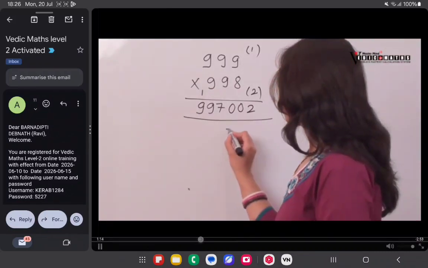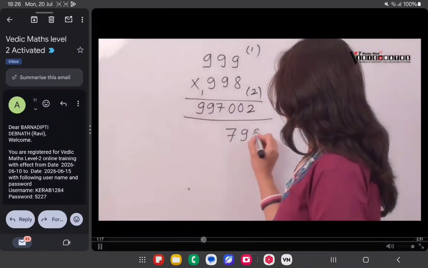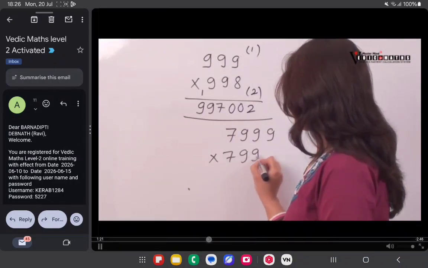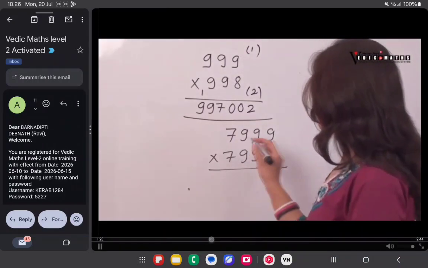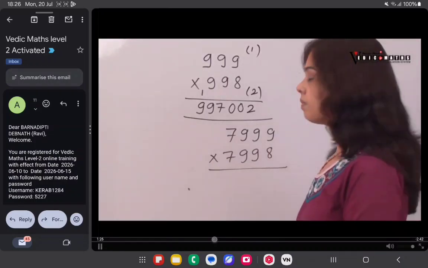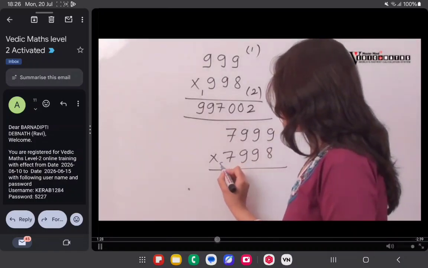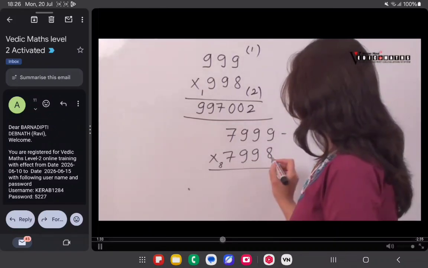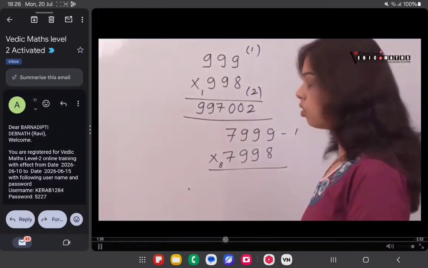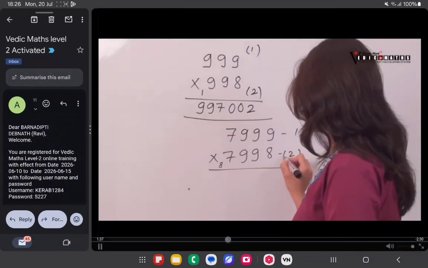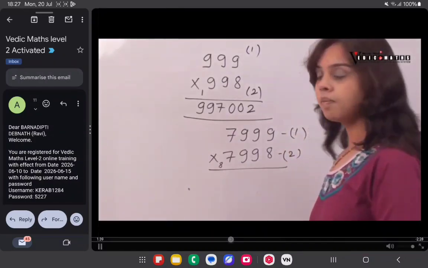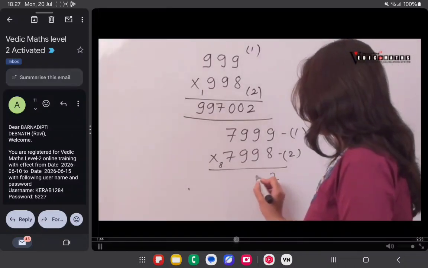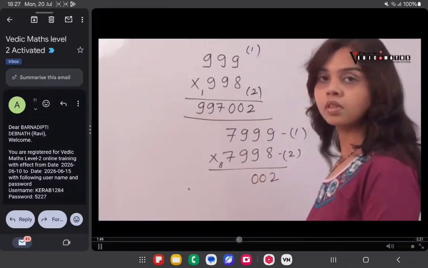Let's take one more question. 7999 into 7998. 7999 is 8000 minus 1. That means base is 8 and this is 1. And 7998 is 8000 minus 2. That means this is 2. Multiply 1 into 2. 1 2s are 2, but it should be a 3-digit number.